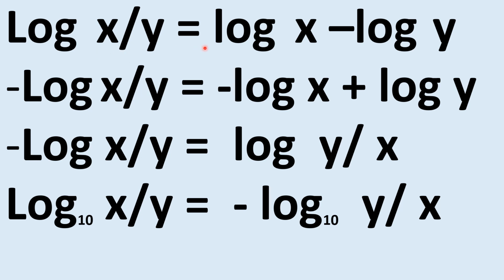Log x by y is equal to log x minus log y. Multiply with minus 1 on both sides, you will get minus log x by y is equal to minus log x plus log y. This log y minus log x can be written as log y by x. Thus the equation becomes minus log x by y is equal to log y by x. Multiply with minus 1 on both sides, you will get log x by y is equal to minus log y by x. Thus log x by y can be written as minus log y by x.